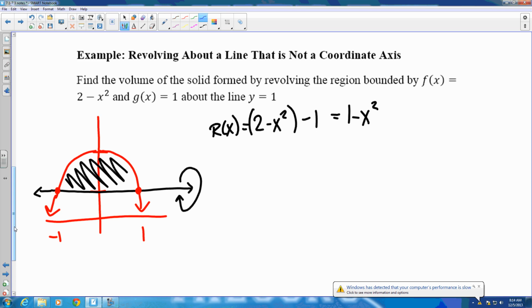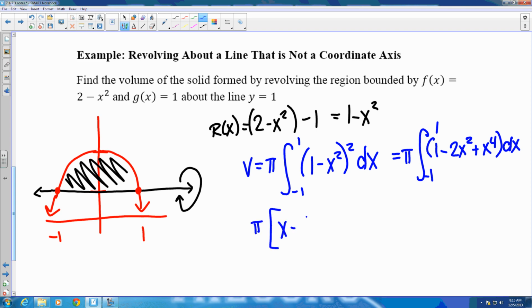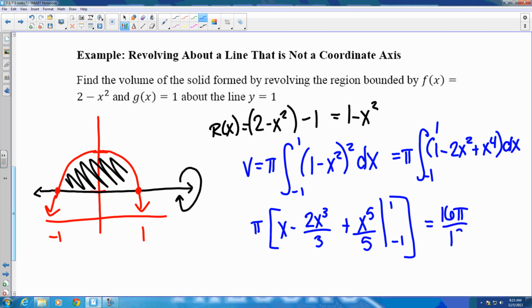So our volume is pi times the integral from negative 1 to 1 of 1 minus x squared, quantity squared, dx. And if I FOIL that out, it's 1 minus 2x squared plus x to the 4th. And we can take the integral: x minus 2/3 x cubed plus x to the 5th over 5, evaluated from negative 1 to 1, which ends up being 16 pi over 15 when evaluated.